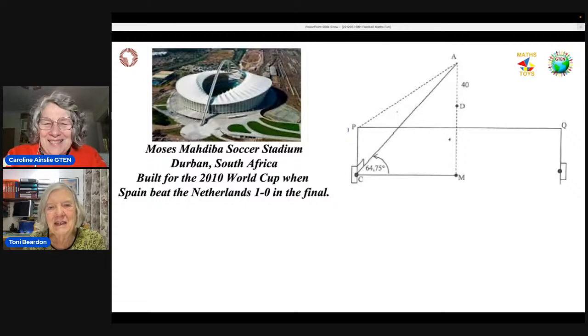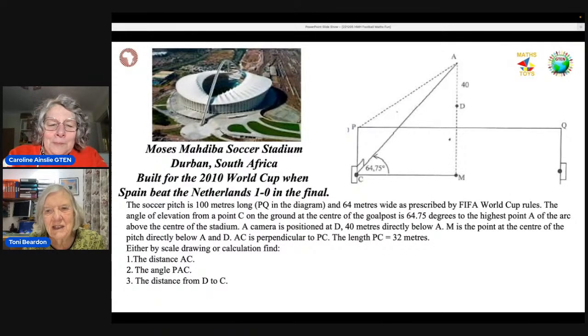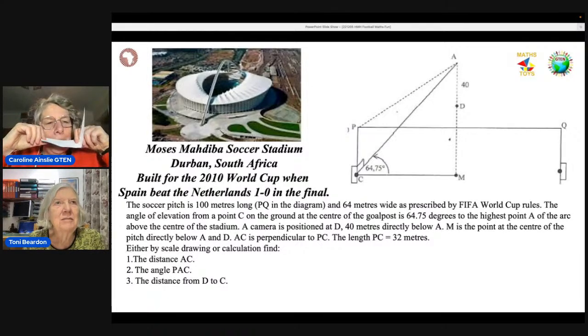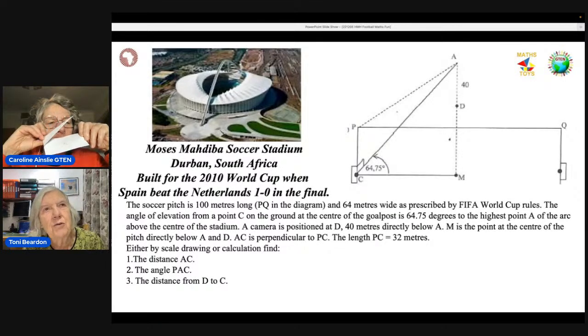Here's a diagram for you. Can you make sense of it? It is a football pitch. Caroline, did you bring your little demo? Here we go. Can you turn it round, Caroline? No, another 90 degrees. Now, if you make the triangle, fold it along the edge PC so that the top of the triangle, not flat, Caroline. It's meant to show what this diagram shows.